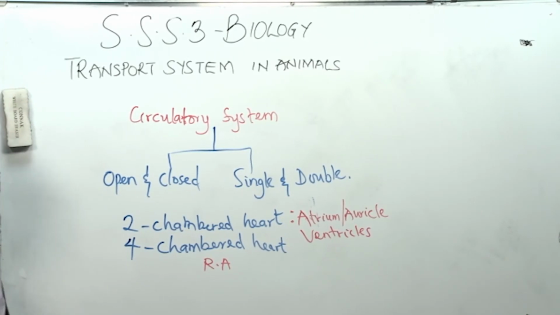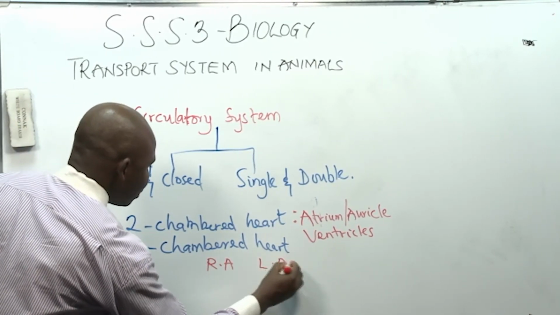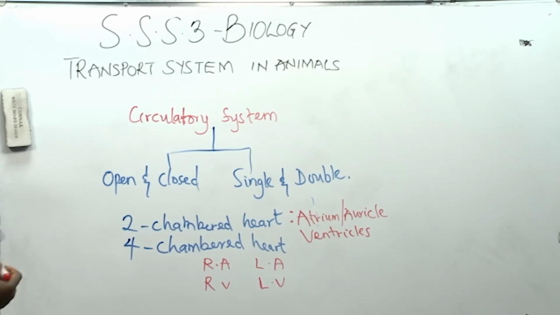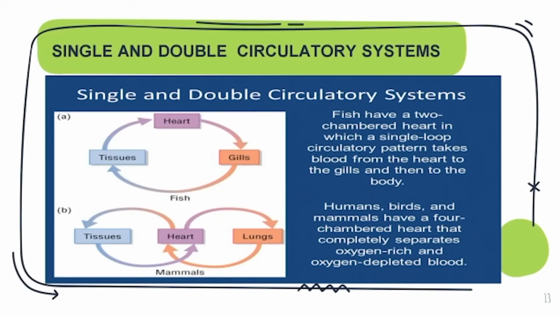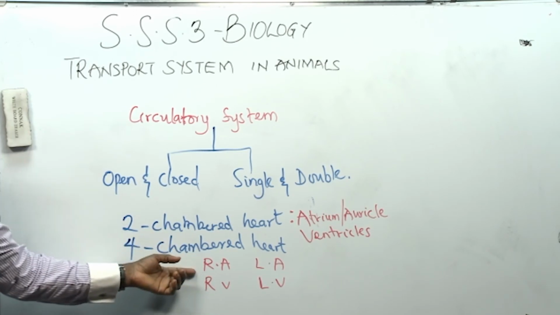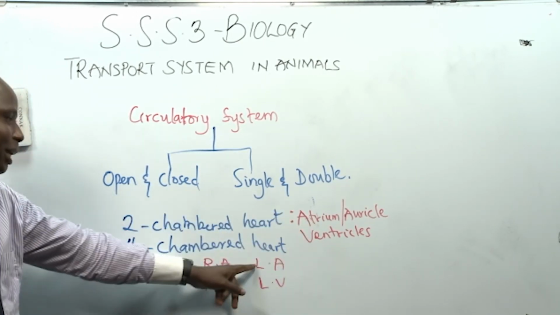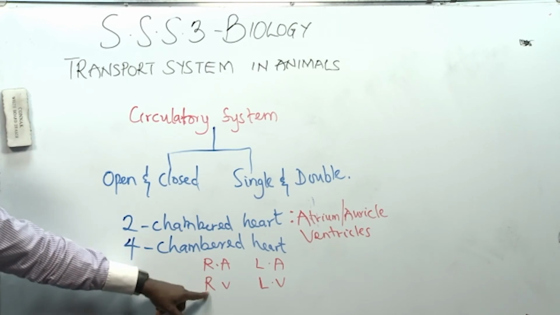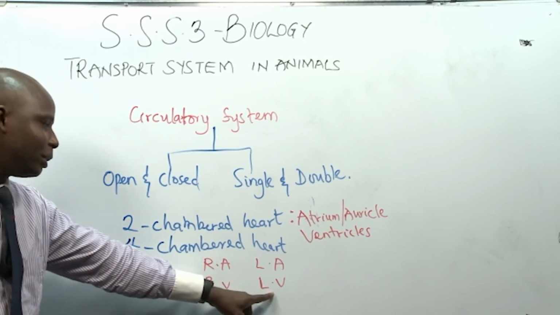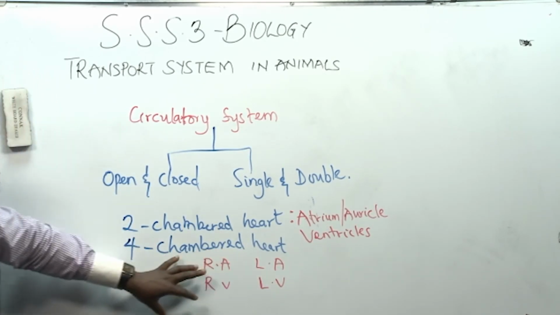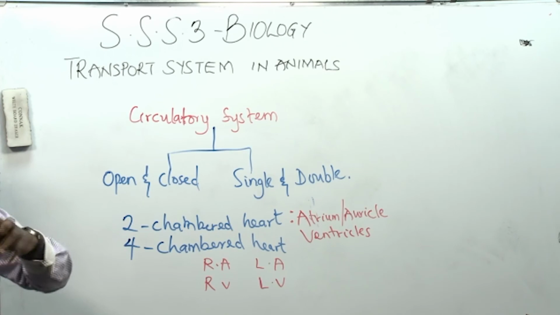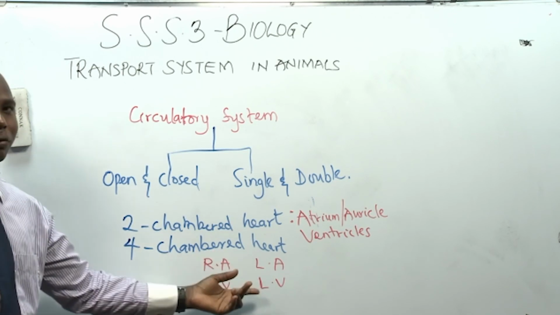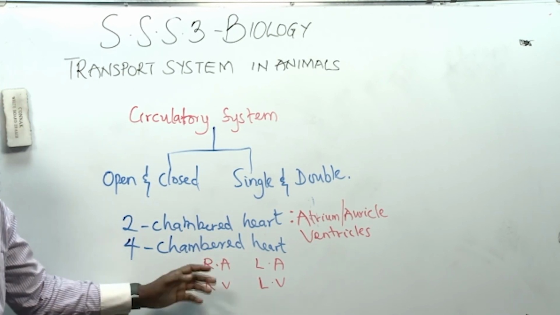majorly when you see the diagram of the heart, you see something like this. Now, this RA stands for right auricle or right atrium, while LA stands for left auricle or left atrium, while this RV stands for right ventricle. Then this LV stands for left ventricle. So the mammalian heart, like yours, like mine, is a four-chambered heart. The heart is divided into four: right auricle, left auricle, right ventricle, left ventricle. So these are the four divisions.